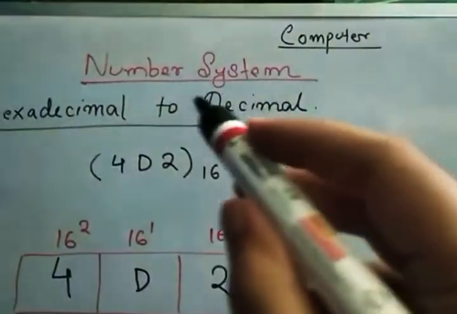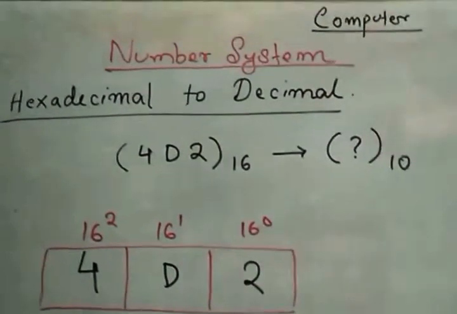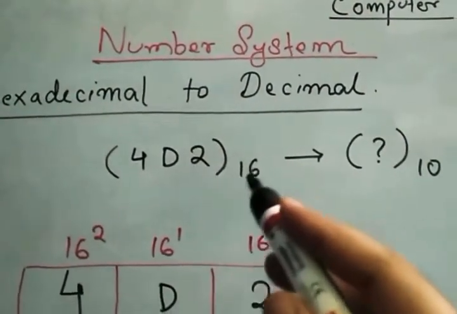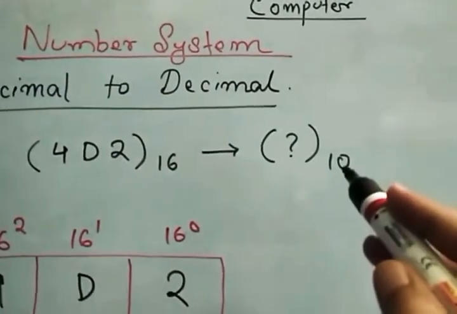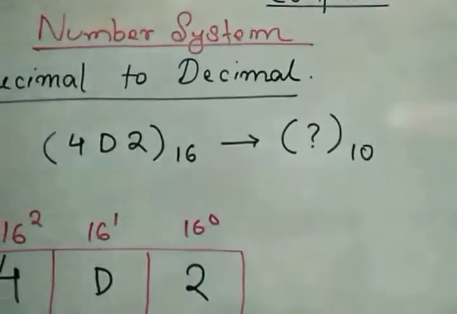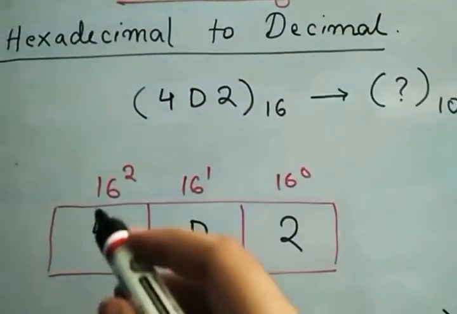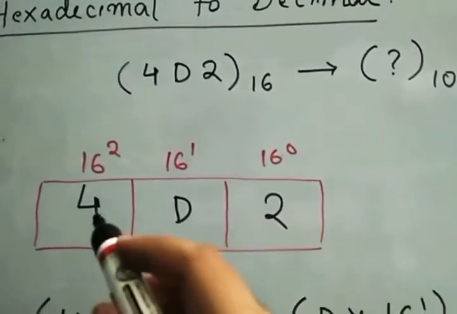Number system: hexadecimal to decimal conversion. Here the hexadecimal number is given, 4D2, base is 16. It has to be converted into decimal, so there is a question mark. So we'll write this given hexadecimal number separately. Give some space between the digits and write it like this: 4D2.